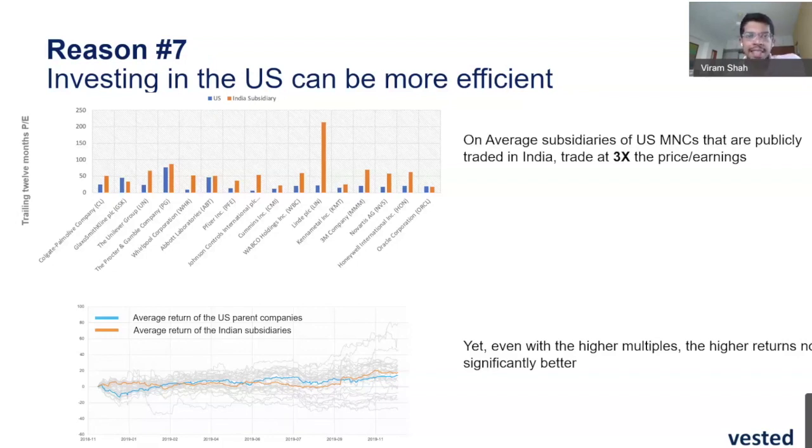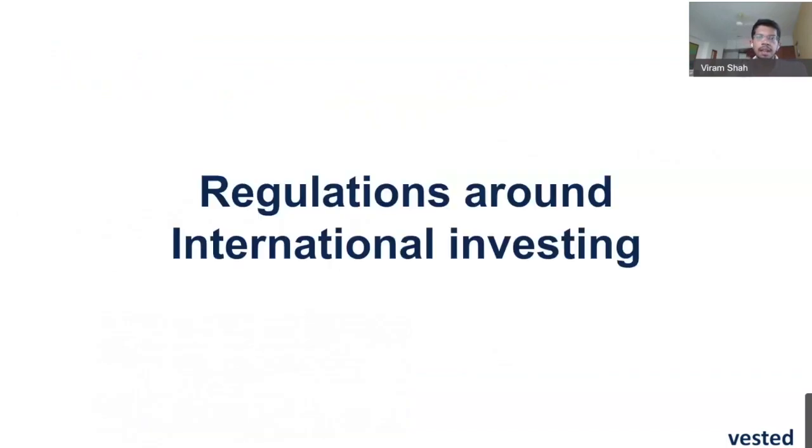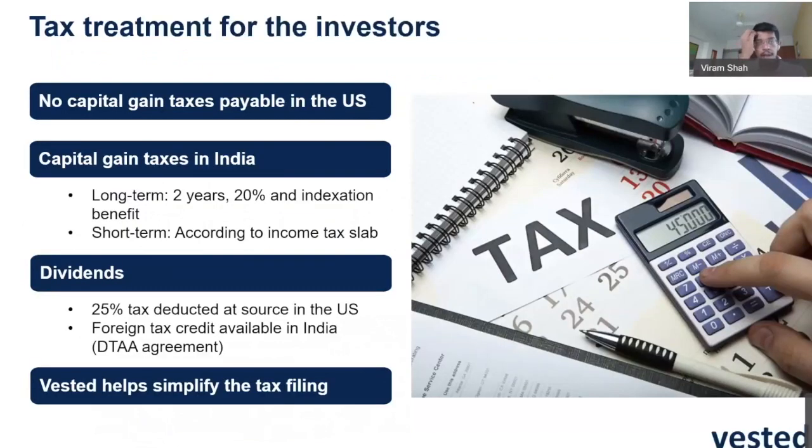So these are the different reasons that we see people invest in the US markets or start investing and creating a global portfolio. The next section I'll just touch upon what the regulations are around direct international investing. So if you want to create a brokerage account in the US, what kind of regulations will you be dealing with? The number one that comes to mind for a lot of people is taxation. And so when you look at taxation, there are two main things that you look at.